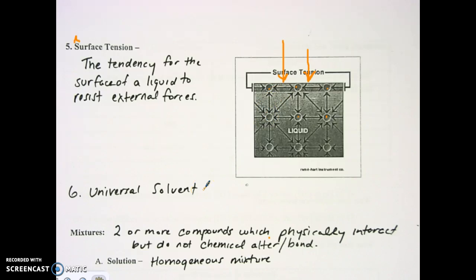The sixth unique property is that water is known as the universal solvent. A solvent we'll talk about in a few seconds. Mixtures is a terminology that you might be familiar with. It's when two or more compounds physically interact with one another, but don't chemically alter or bond with one another. A solution is an example of a mixture. It's a homogeneous mixture.